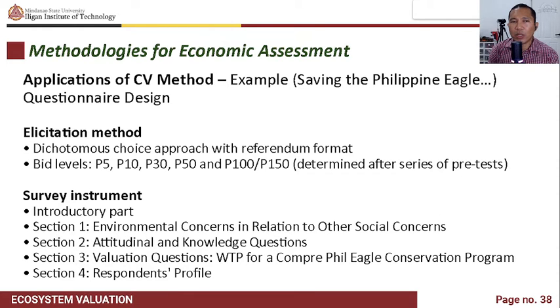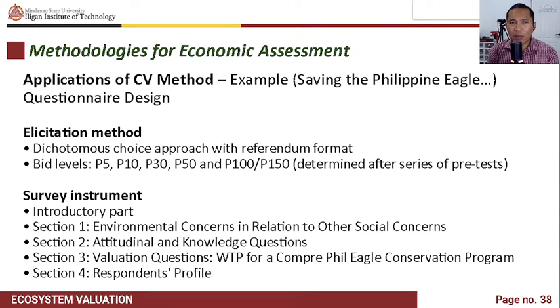The dichotomous choice approach with referendum format, meaning yes or no, and the bid levels vary from 5 pesos to 150 pesos, and this is actually determined after a series of pre-tests. For example, if the people are no longer willing to pay beyond 100 pesos, then you have to put the level of the bid up to 100.